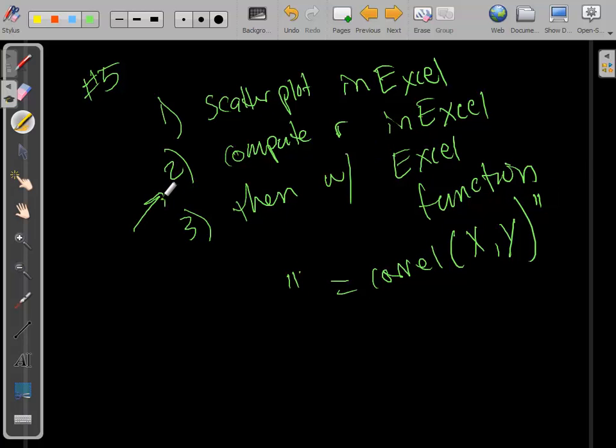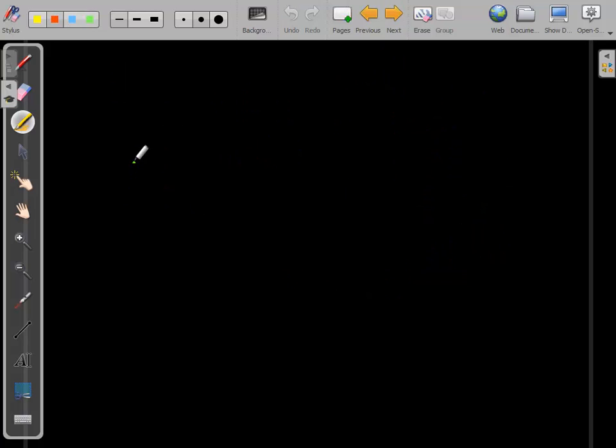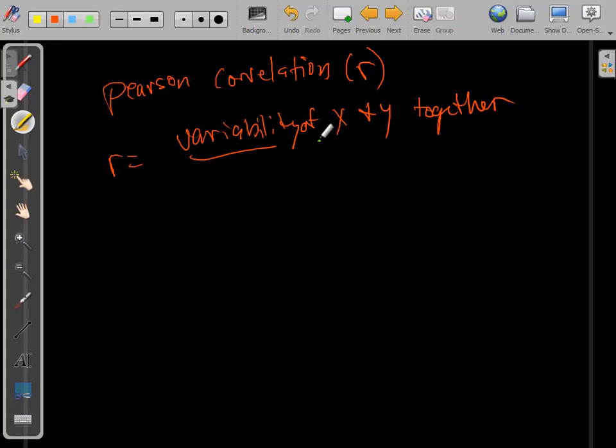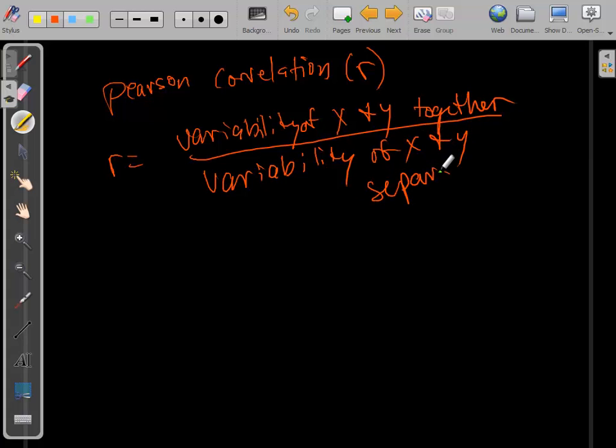In order to compute it by hand, let's talk about the formula for correlation. In general, at least for Pearson correlation, which is the one we're going to talk about, this is R. It's basically the variance. Well, maybe I don't want to say variance, I want to say variability. The variability of x and y together compared to the variability of them separately.